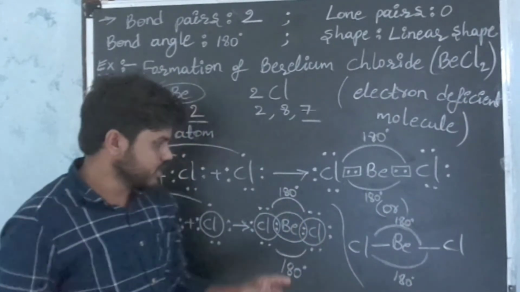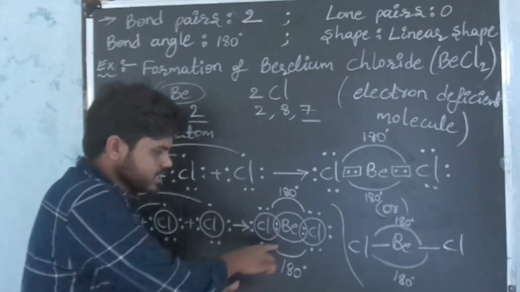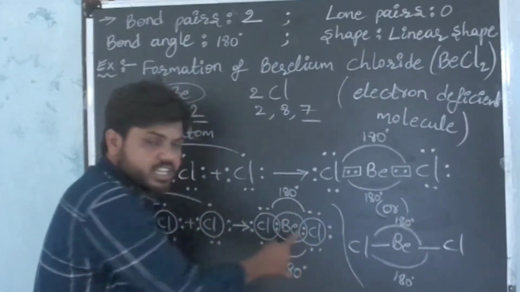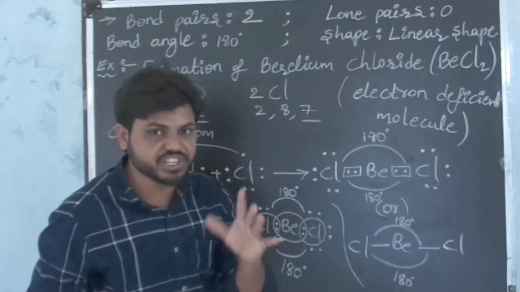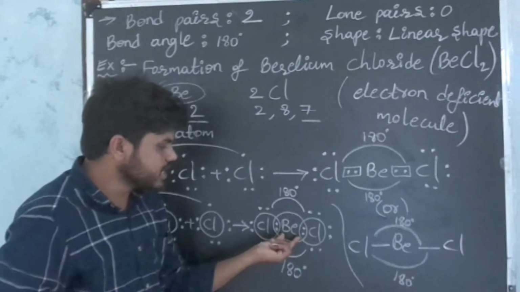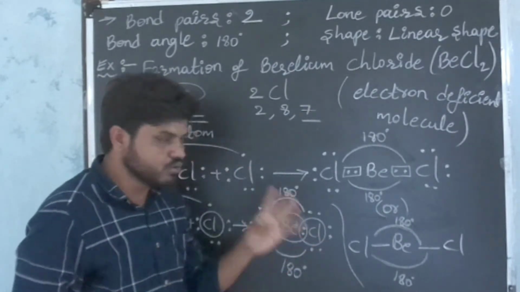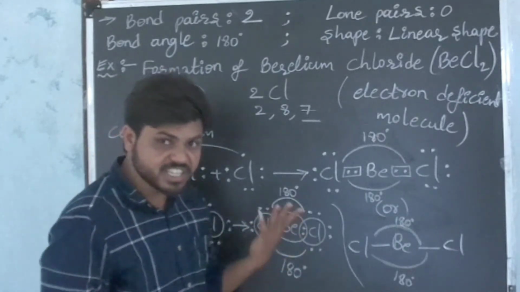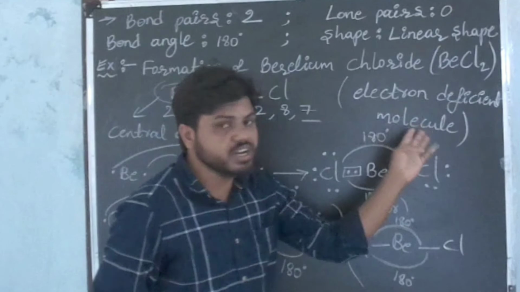Okay, sphere of chlorine. Now, by looking at this, we can say chlorine is possessing 8 electrons. Okay, here also chlorine is possessing 8 electrons. So, each chlorine is getting octet configuration in the valence shell. Now, see the central atom. Beryllium is possessing only 4 electrons. It is not possessing 8 electrons. That's why this molecule is called an electron deficient molecule.